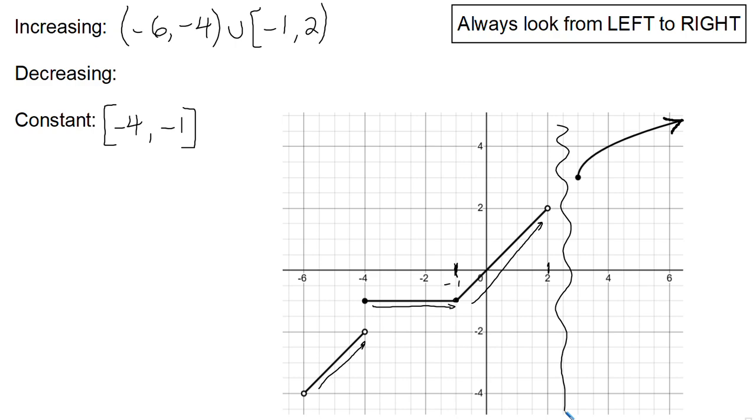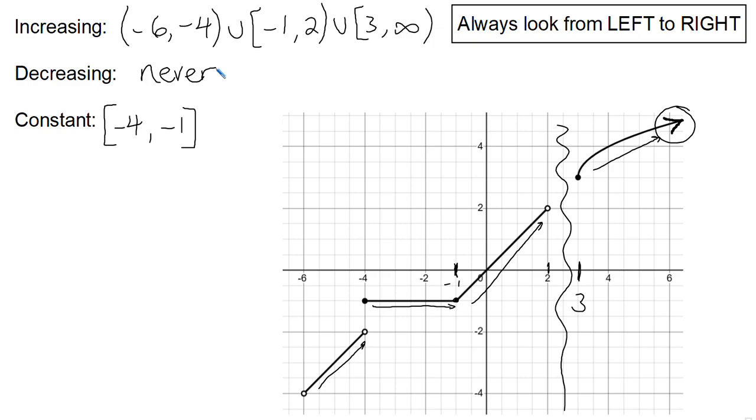But then at 3, right here at 3, we pick back up and we are getting larger. We're increasing as our x values go all the way to the right with this arrow to infinity. So we will be increasing once more from 3 to infinity. And we can see that nowhere along here was our graph decreasing, so we'll just say that our graph is decreasing never.